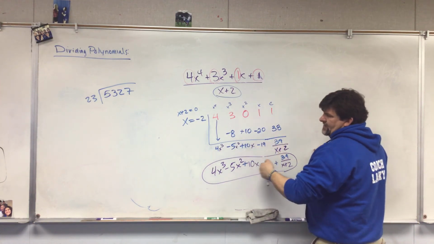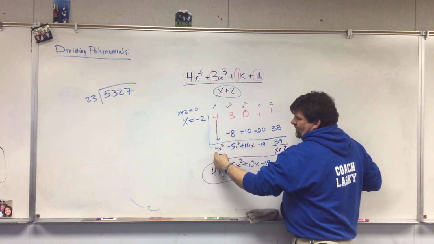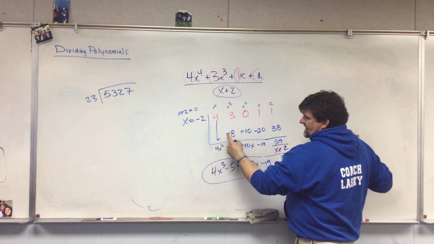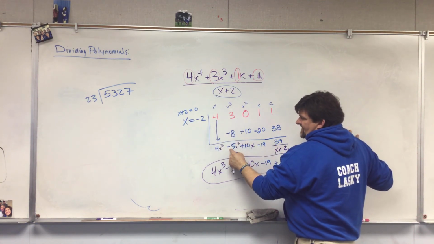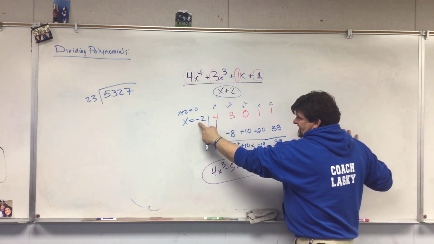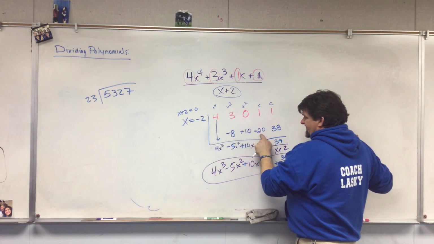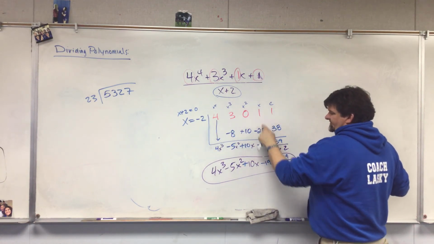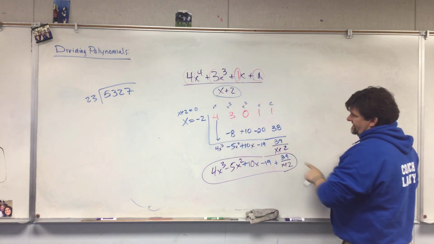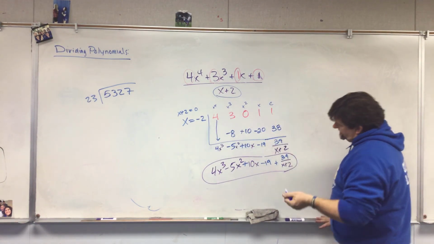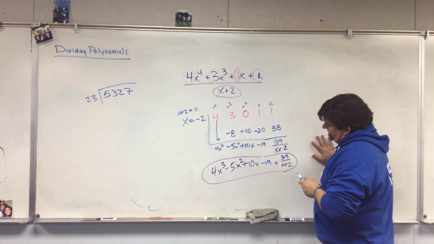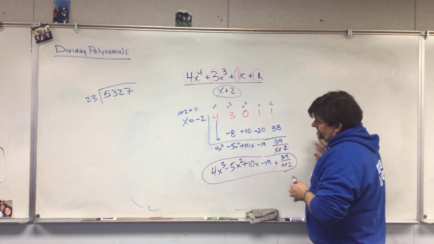So let's go through it again just to make sure. 4 times negative 2 is negative 8. Get the negative 5. Negative 5 times negative 2 is positive 10. 10 times negative 2 is negative 20. Negative 20 plus 1 is negative 19. That becomes positive 38. 38 plus 1 is 39. So yeah, my math is good now. All right, guys, synthetic division. Here we go. That's all we got. Let's make it happen.